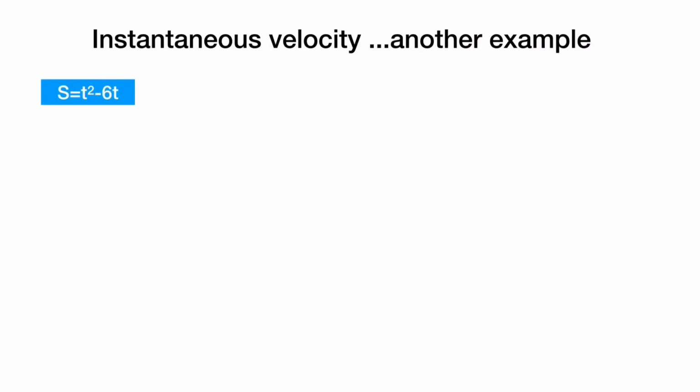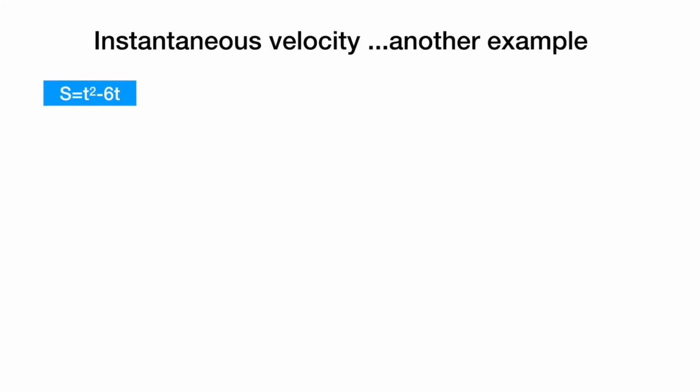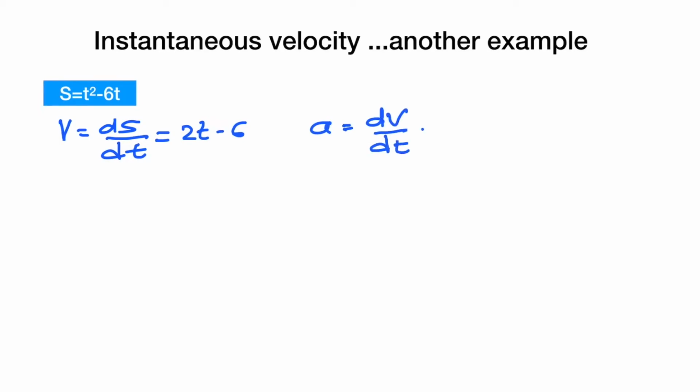To understand this more, let's take another example. Displacement is given by s equal to t square minus 6t. So the velocity will be ds by dt, which is equal to 2t minus 6, and acceleration will be dv by dt, which is equal to 2.